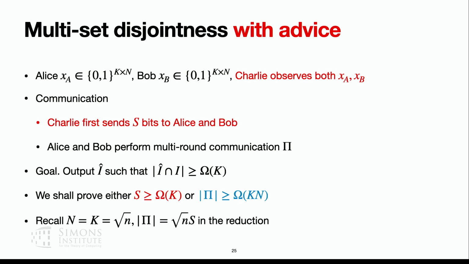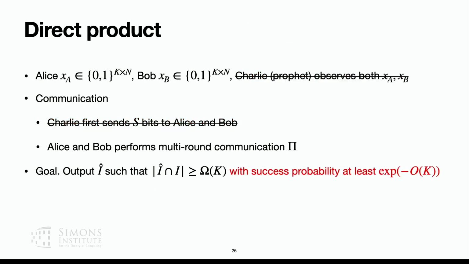But now let's recall what the parameter setting in our problem is. Capital N and capital K are both set to be square root n. And the transcript, as I argued in the previous slides, has square root n over s bits. So by proving the lower bound, I should be able to prove that the memory s should be at least square root n. Okay, so all I need to do is to prove a lower bound for this multi-site disjointness with advice. It turns out that I will go back again to multi-site disjointness, and I will use a very strong theorem by previous work. Let's call it the direct product theorem.